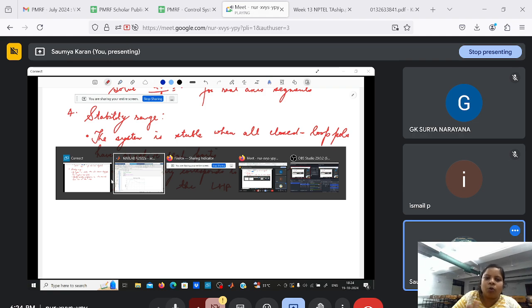So it gives you how the closed loop poles are traversing by seeing the open loop behavior of the system. Okay. So, okay, this was simple, I believe. We'll move to the next question.